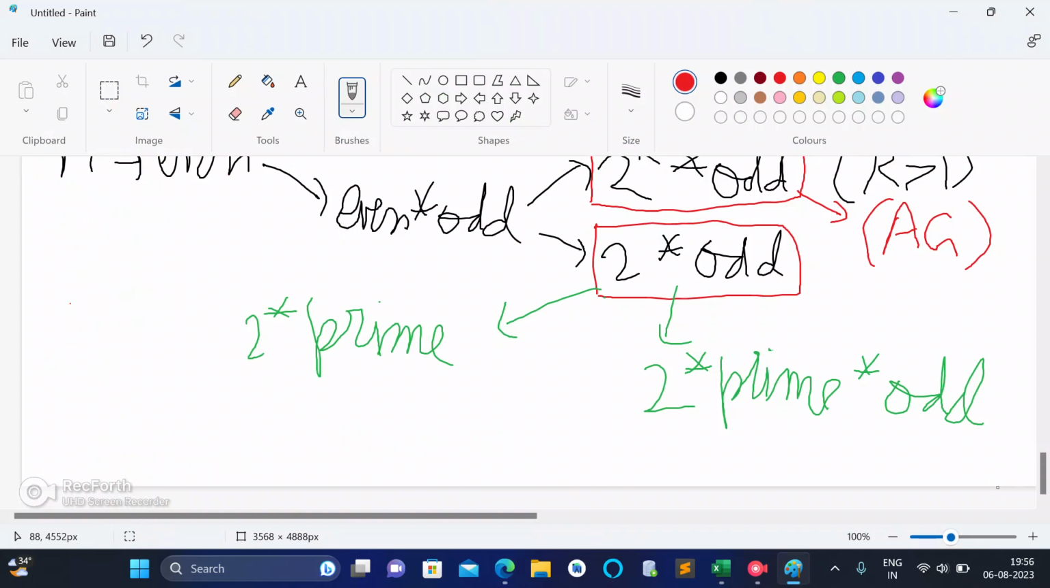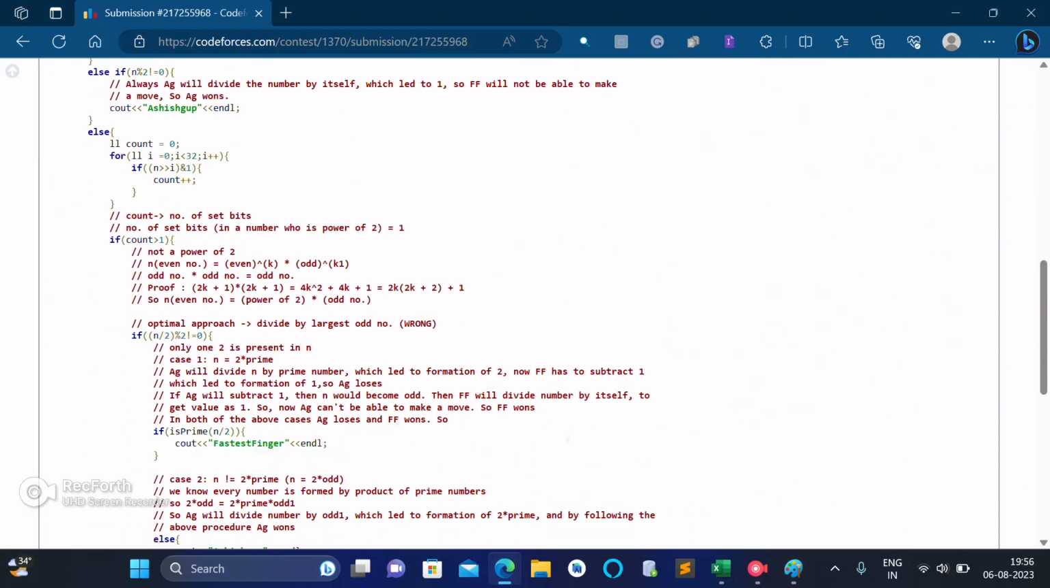So if the number is of the form 2 into prime, Ashish Gupta will divide the number by prime, then Fastest Finger will subtract 1, then Ashish Gupta won't be able to make any move. So in this case Fastest Finger wins. If the case is of the second type, 2 into prime into odd, then Ashish Gupta will divide the number by odd, then the number will remain as 2 into prime, then Fastest Finger will divide 2 into prime by prime, then the number remains 2, then Ashish Gupta will subtract 1, and now Fastest Finger won't be able to make any move. So in this case Ashish Gupta will win.